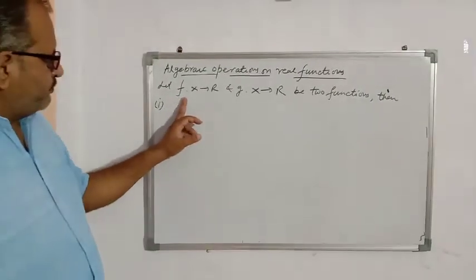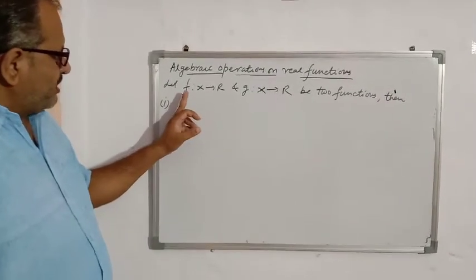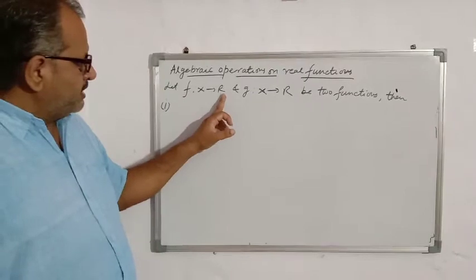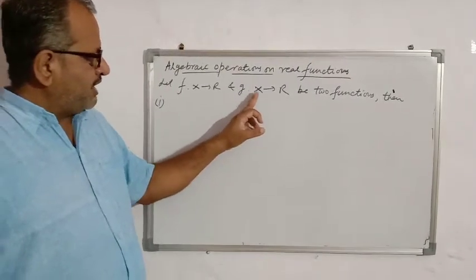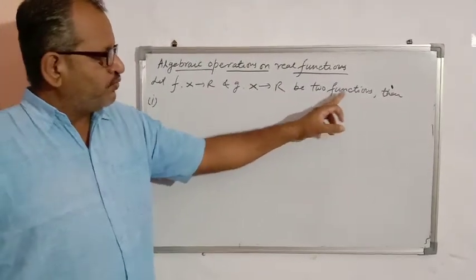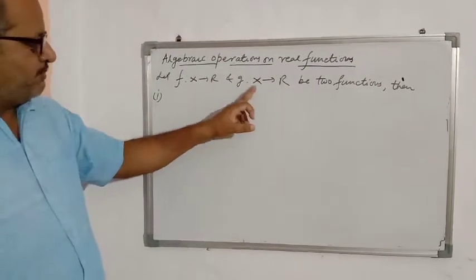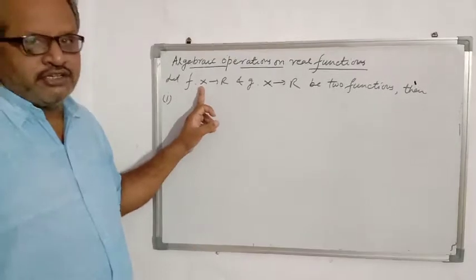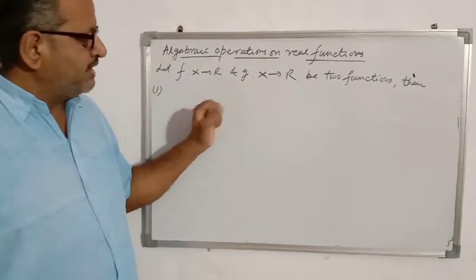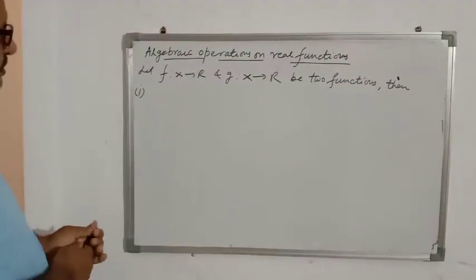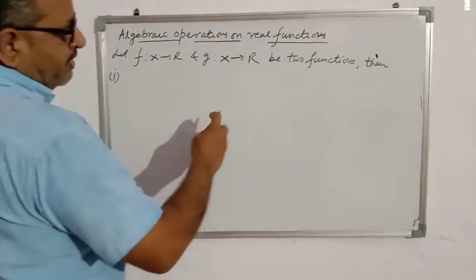So I have taken two functions, f defined from X to R and the function g defined from X to R, be two functions where X is the domain of both the functions. Both have the same domain X. X is a subset of real numbers. Co-domain is real numbers. So I have taken two functions f and g.